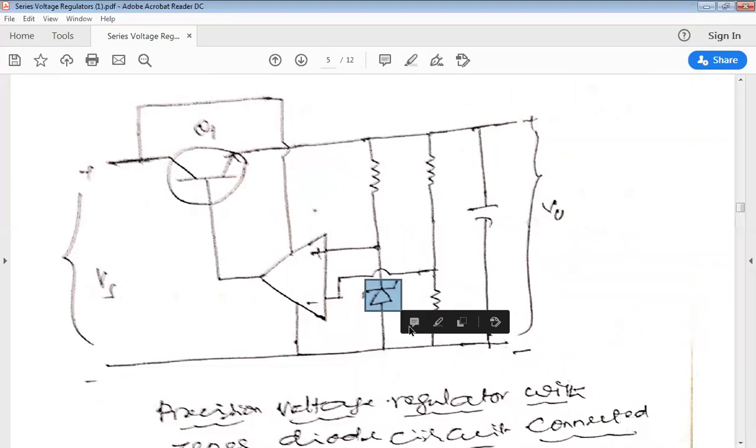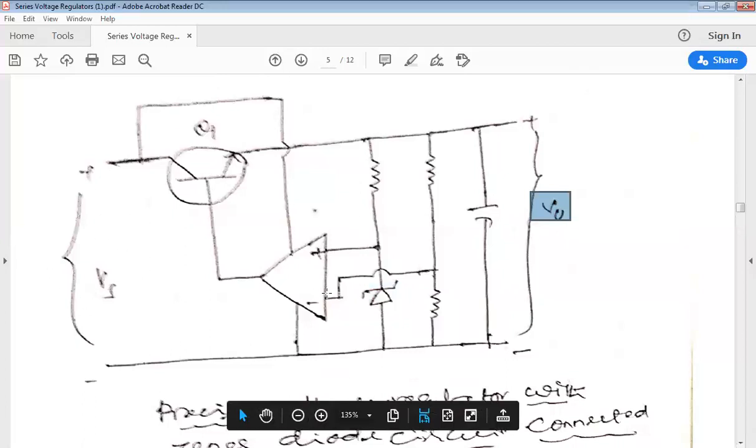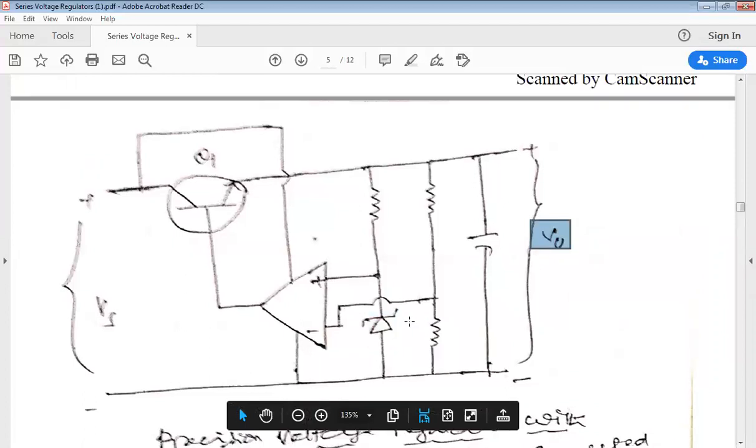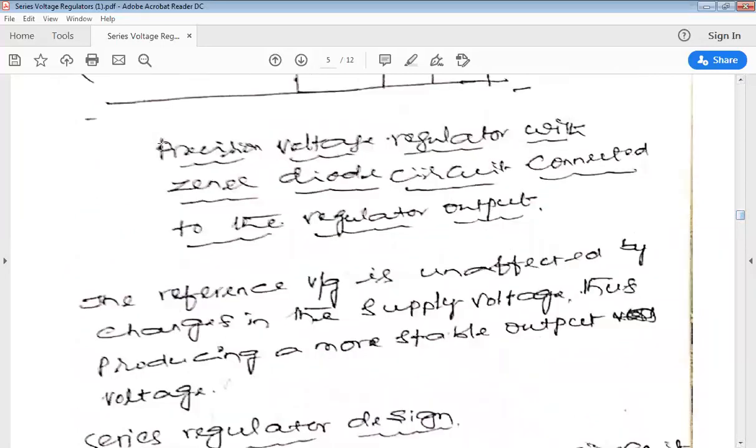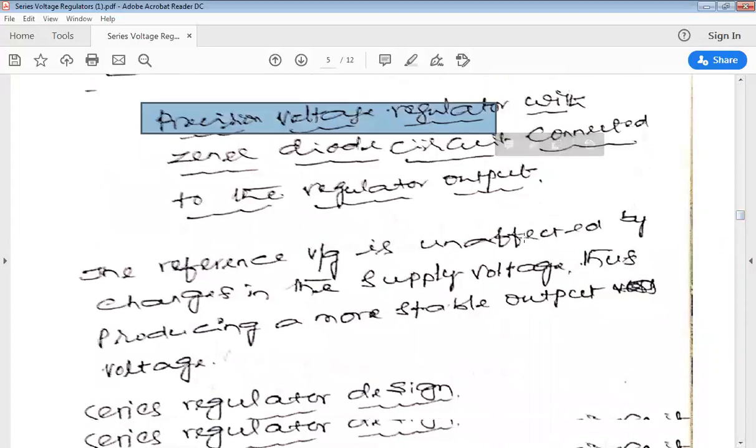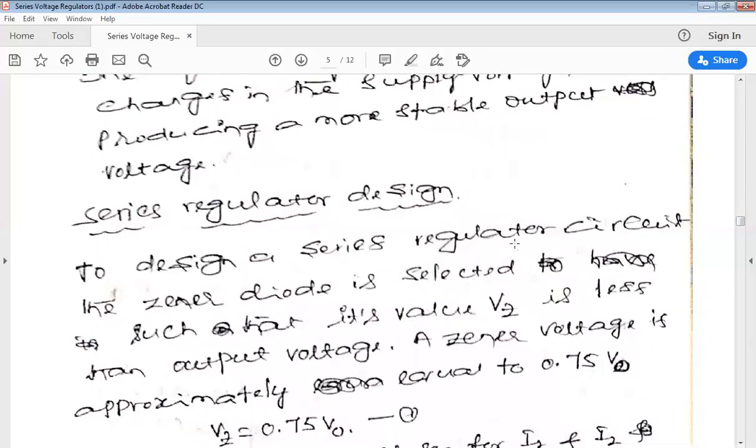It will affect the Zener voltage. If it affects the Zener voltage, the output automatically changes. To avoid this, we consider this circuit instead of the first circuit. In the figure, as shown in figure 1, instead of figure 1 we are considering this circuit, the Christian voltage regulator circuit.